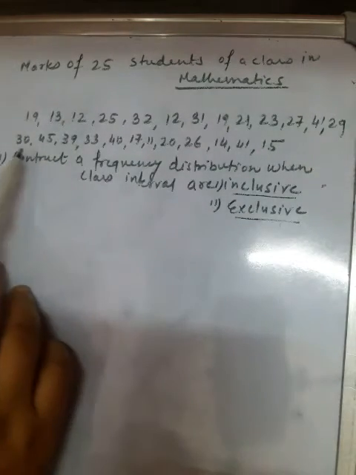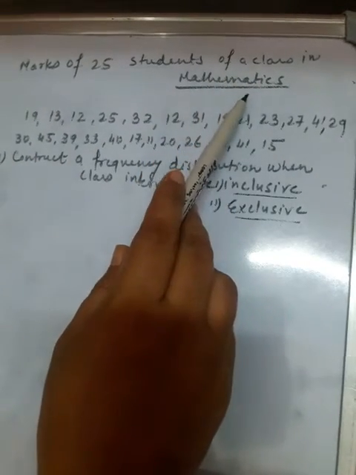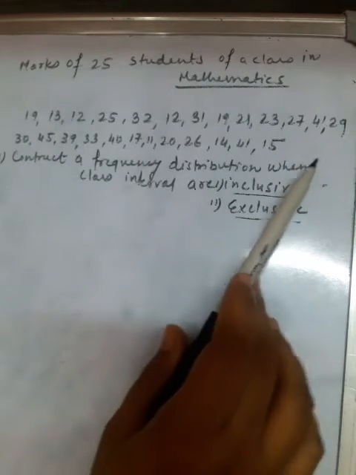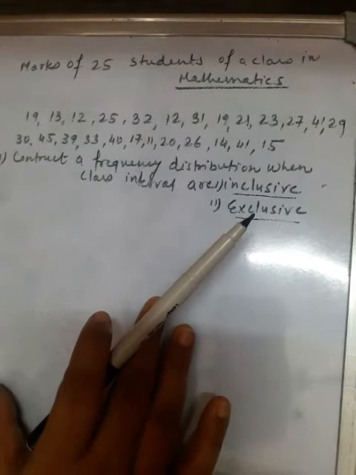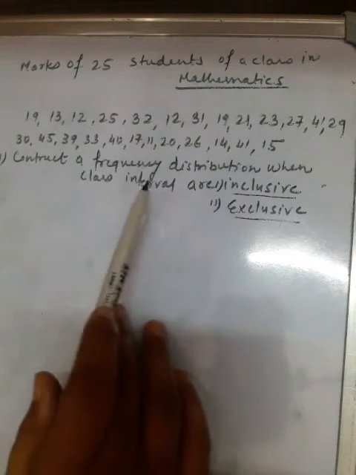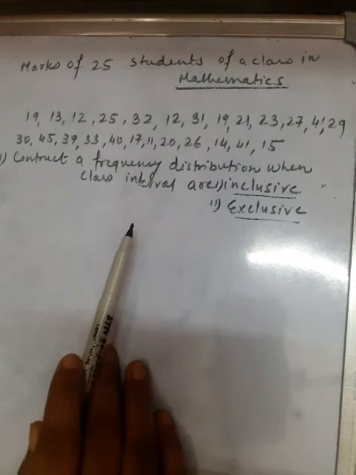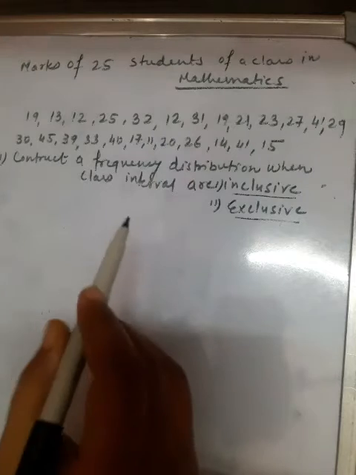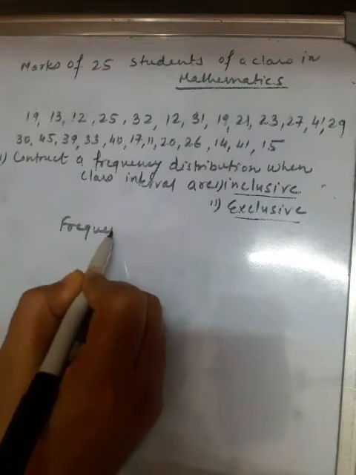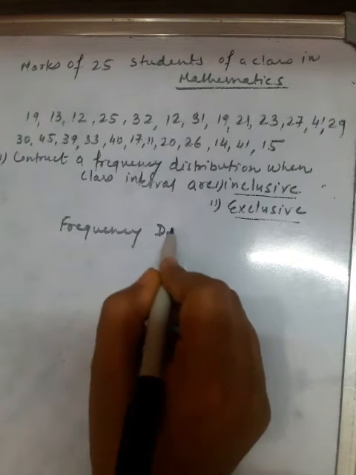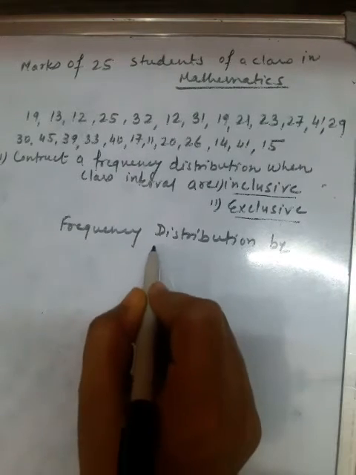Here is the raw data of marks of 25 students of a class in mathematics, and with this raw data I am going to construct a frequency distribution series where class intervals are inclusive and exclusive. First I will make a table for the frequency distribution by the inclusive method.